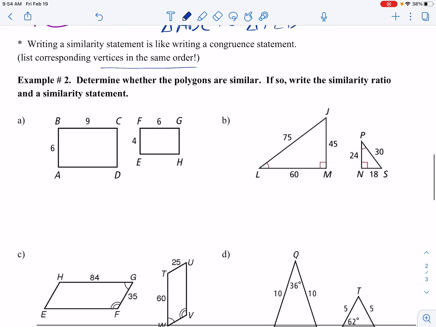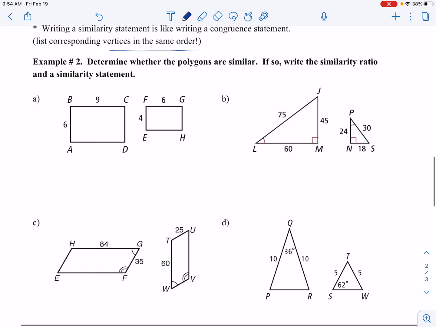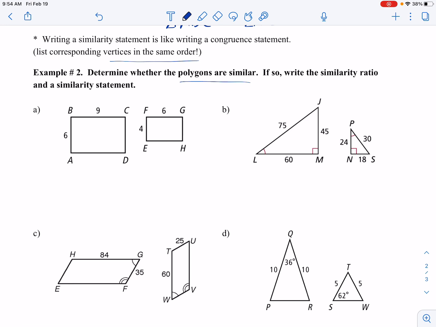All right, plenty of examples here. We're not going to list the corresponding parts. We're going to determine if the polygons are similar. Remember, they're similar if two things. Corresponding angles are congruent, and corresponding sides are proportional, meaning they all have the same ratio.